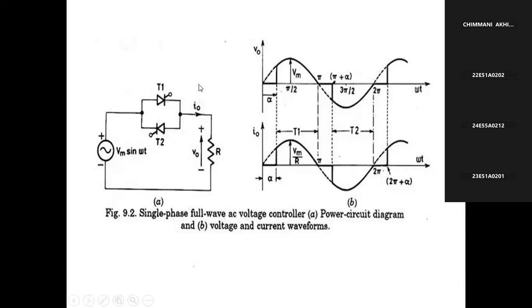If anybody responds, how are the thyristors T1 and T2 connected? Anti-parallel, sir. Okay. T1 and T2 are connected in anti-parallel.